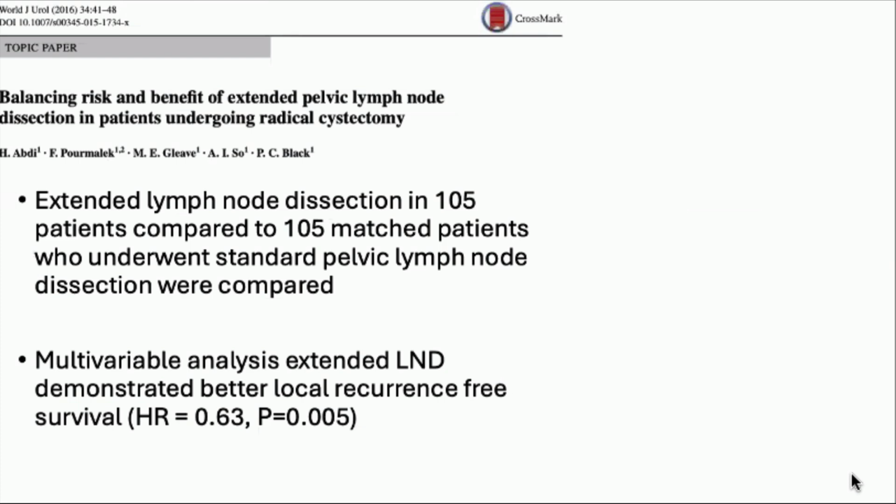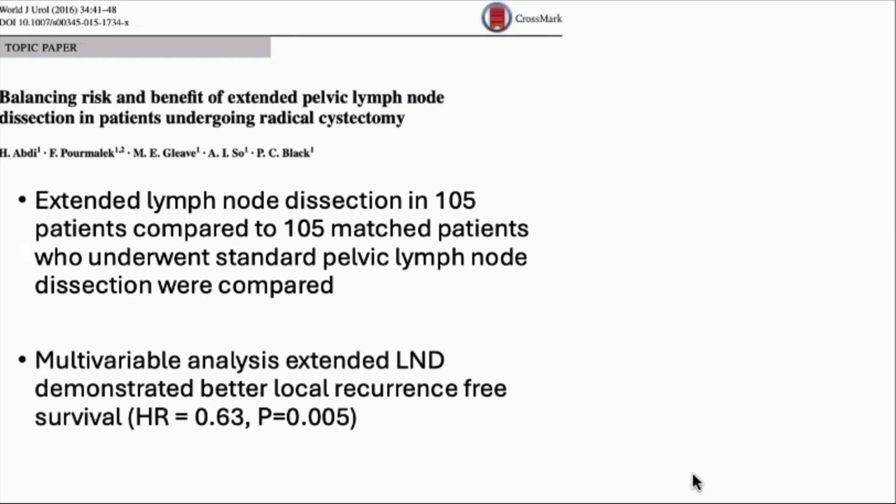For local context, this was a retrospective study published in 2016, based out of our center here. A retrospective chart review of 314 patients who underwent radical cystectomy between 2008 and 2013 was carried out. There were 105 patients in the extended lymph node dissection arm, which were matched to 105 patients in the standard pelvic lymph node dissection arm.